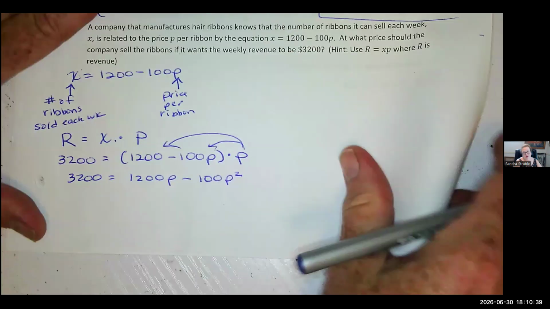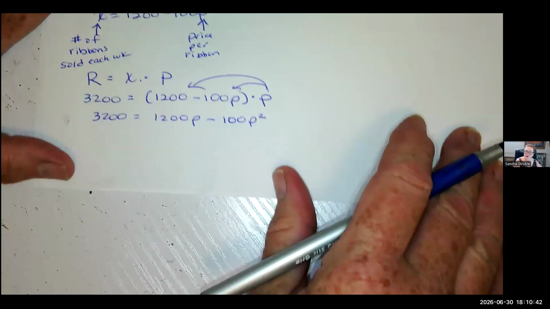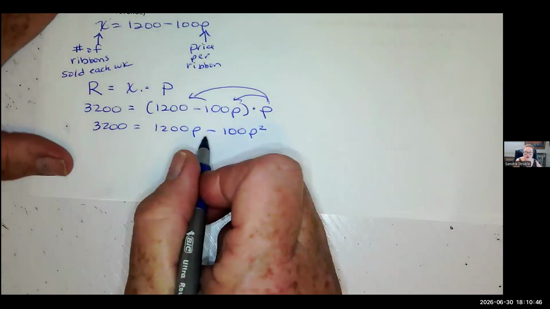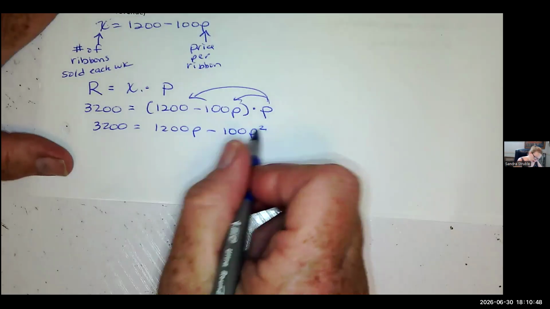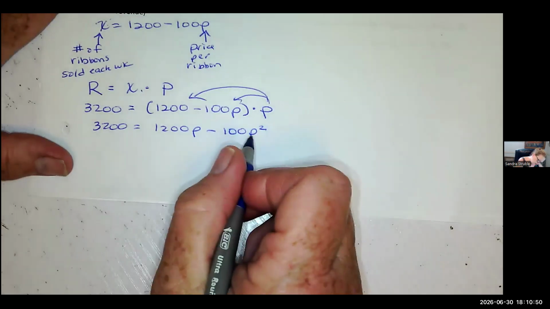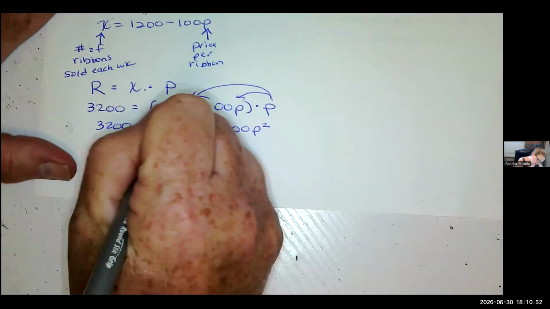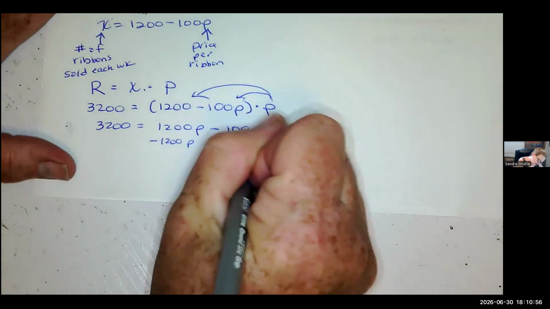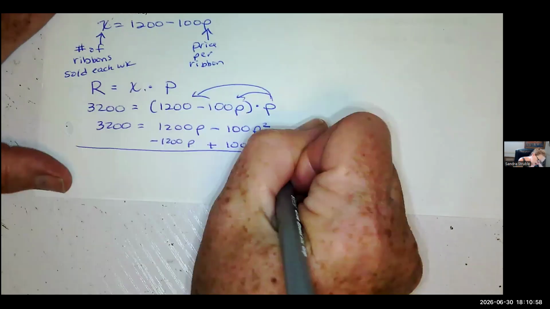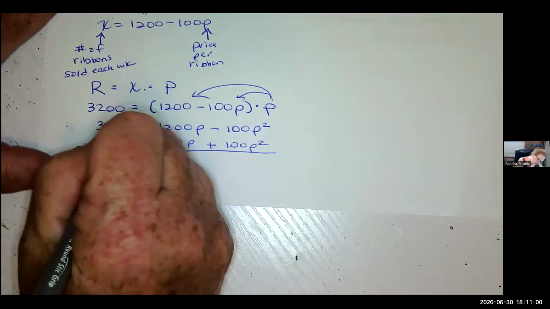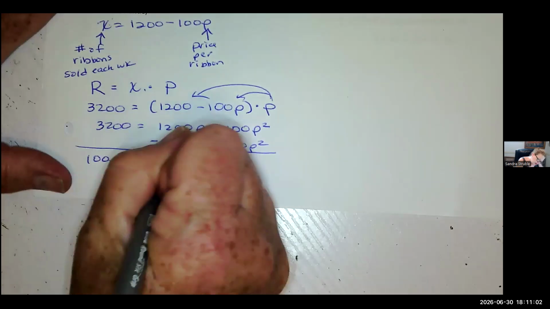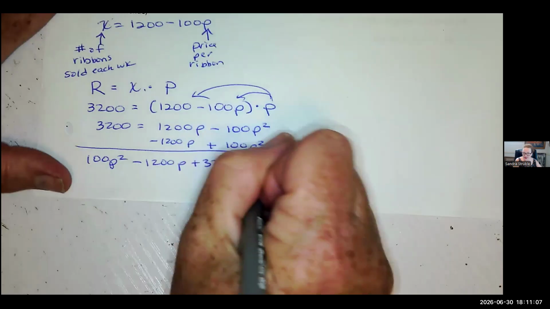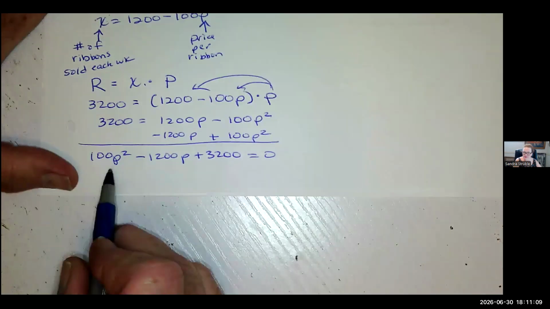No bueno. We need to move it to the other side along with the 1,200P to make the coefficient of our squared variable positive. So I'm going to subtract 1,200P and add 100P squared to both sides. I'm going to get 100P squared minus 1,200P, bring down the plus 3,200, equals 0. I'm just putting them in order: P squared, P, and constant.